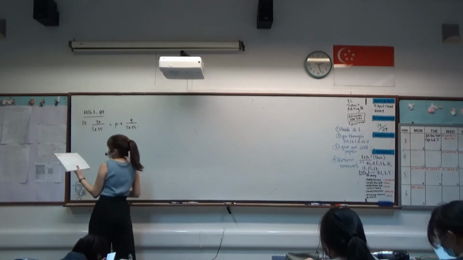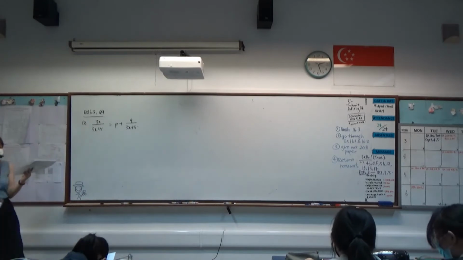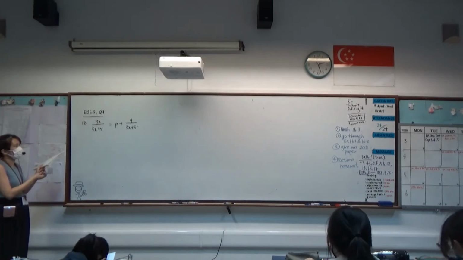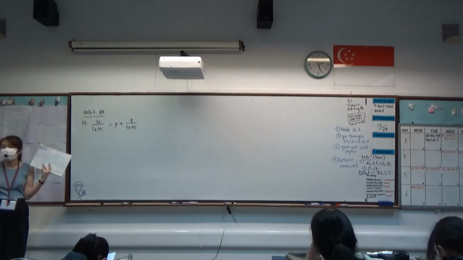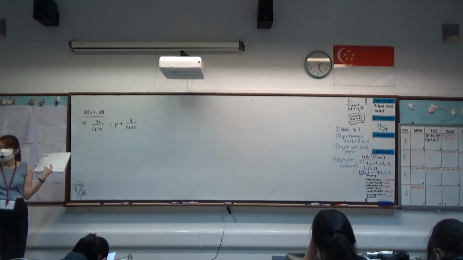Okay, in this question in part I, we want to express 3x over 3x plus 5 equals to p plus q over 3x plus 5. How do you think we can do that?